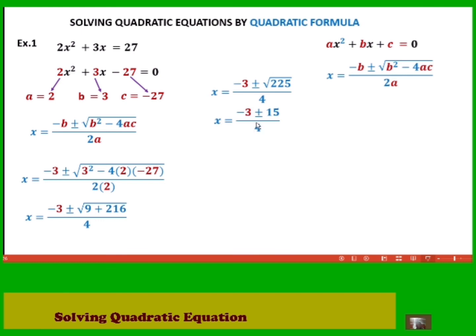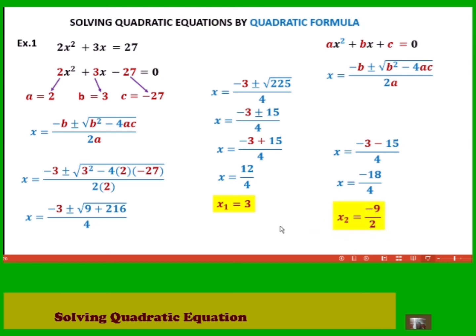So from this equation, we can have two values of x. One value is negative 3 plus 15 over 4. Simplify. Negative 3 and positive 15 is 12. 12 divided by 4 is 3. Another one, negative 3 and negative 15, negative 18 divided by 4, reduced to negative 9 over 2. So these are the two values of x, or two roots of the equation.